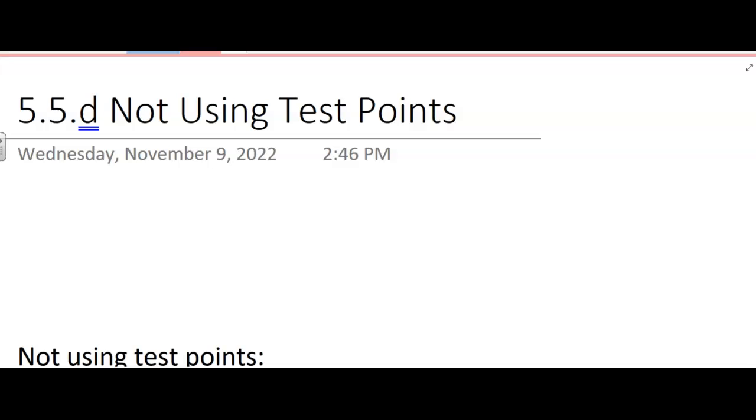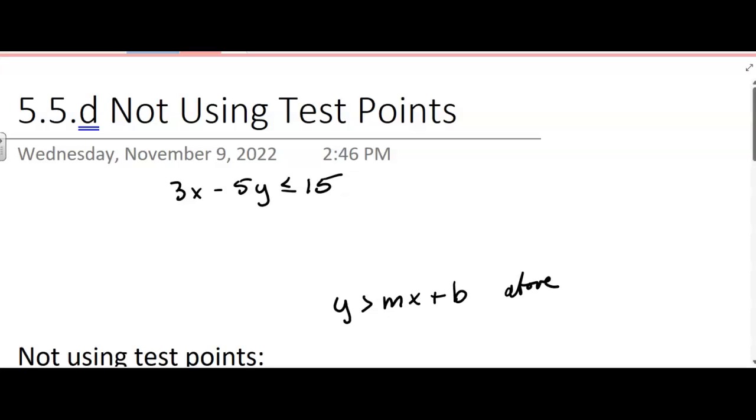All right, so the book goes over not using test points. Sometimes it's easy enough to do, but sometimes it's a little confusing. If you remember our first example, it was like this, right? Okay, so when they say you can do it without using test points, they say if it's in this form, then it's above, right? Because it's a greater than. But if it's in this form, it's below.